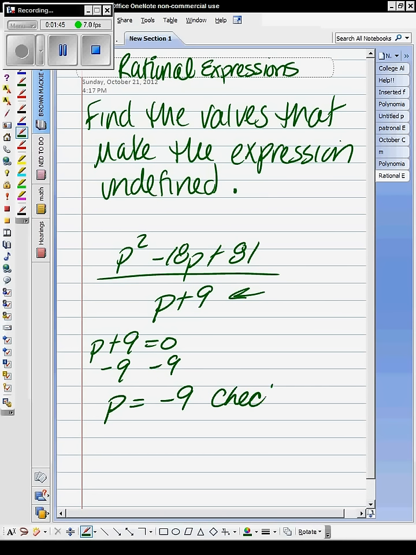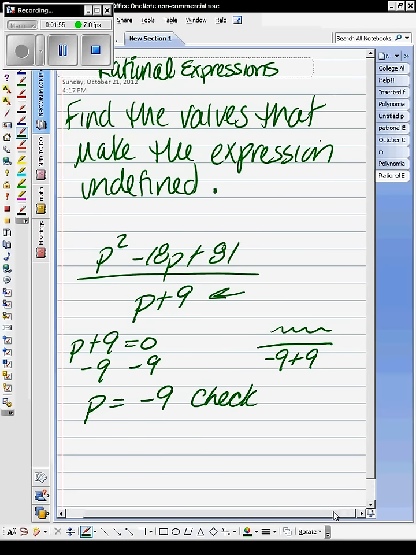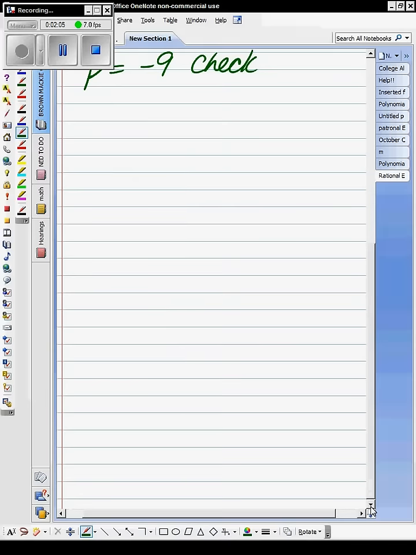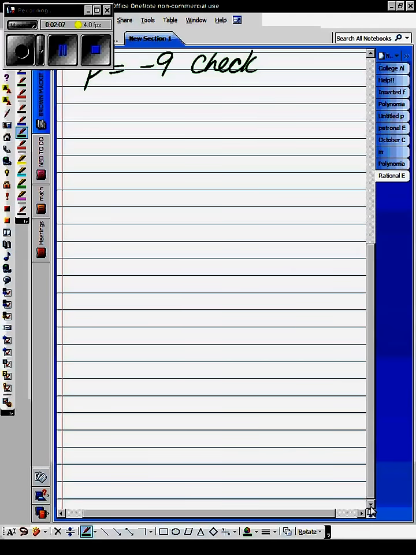So how do you check yourself? Well, you plug it back in. So all of that riffraff at the top, and negative 9 plus 9 gives me 0 at the bottom, and anytime we have a 0 in our denominator, that makes it undefined. So let's carry on. Give you some more examples, because they won't always be just that easy.